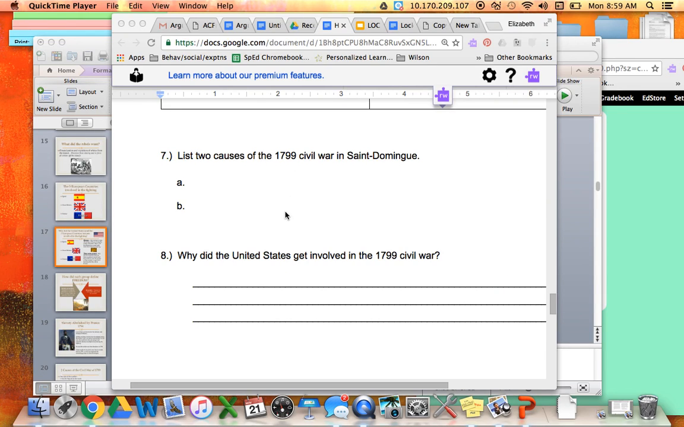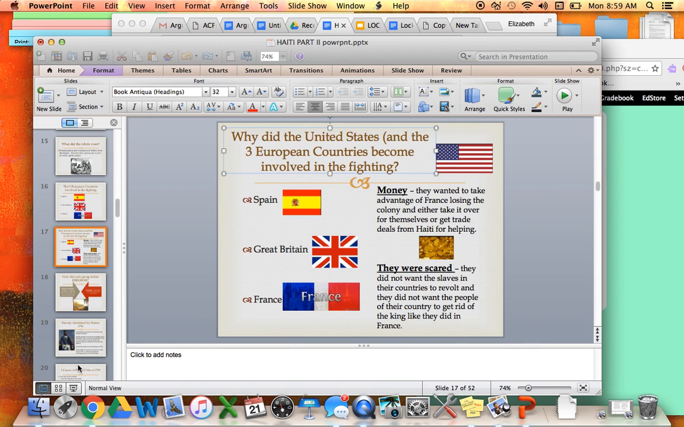So for the last two questions that need to be answered, the first one is number 7. List 2 causes of the 1799 Civil War in Saint Dominique. So after the slaves became free, there were still 2 groups on the island that could not come together to make a decision how to go forward. So we're going to look at that, and then why did the United States get involved in the 1799 Civil War.